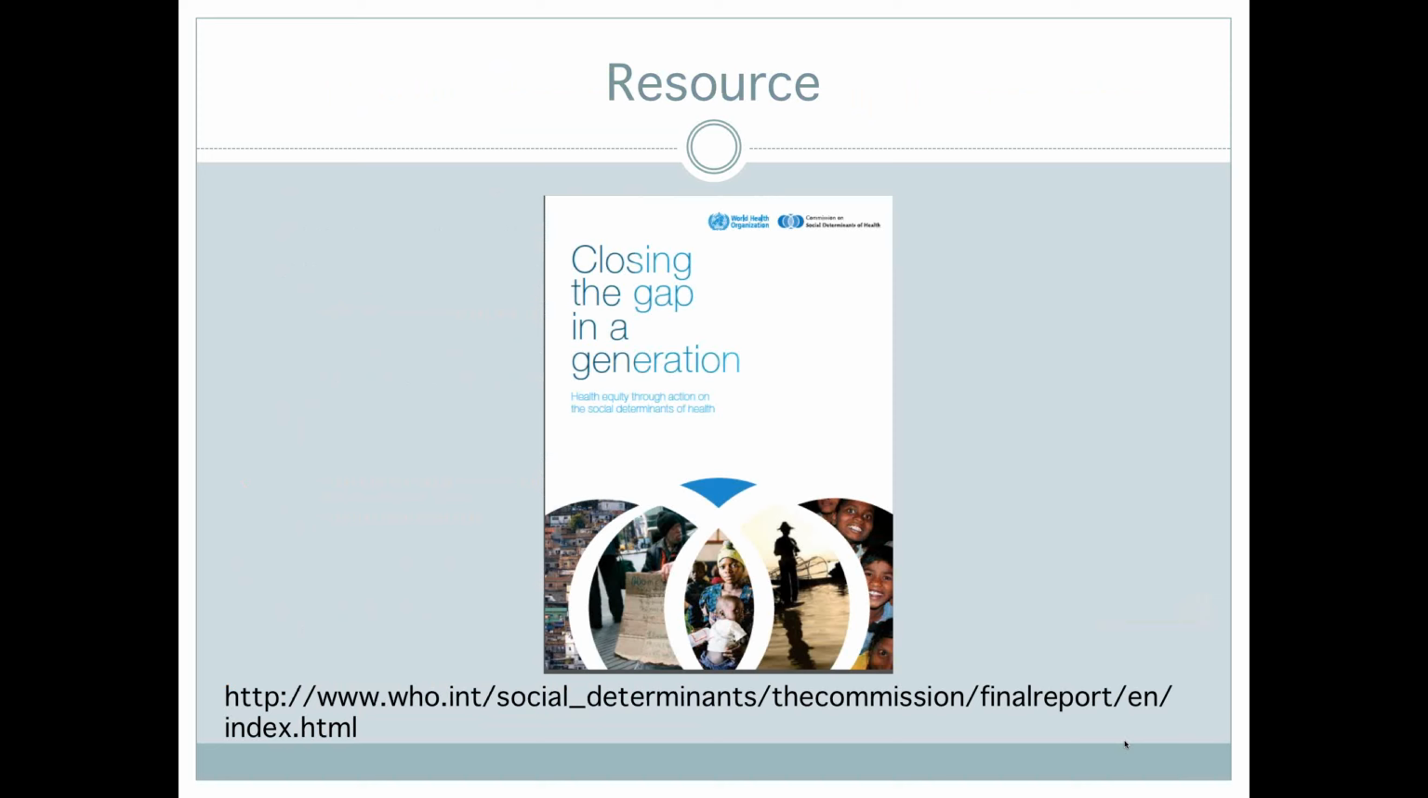The book that's listed here is a resource if you'd like to learn more about the social determinants of health and how health inequities can be prevented or reduced through action. This is a resource from the World Health Organization Commission on Social Determinants of Health, and they've brought together in a very extensive report all of the information about health inequity on a worldwide basis, the social determinants of health, and how those determinants may be addressed through action.